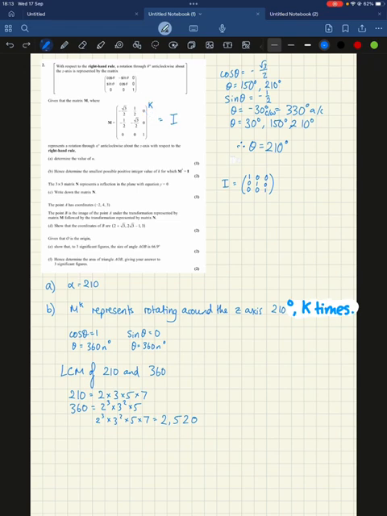But what value of k gives 2,520? Well, we said that it's 210k. So 210k is equal to 2520. So k is equal to 12.